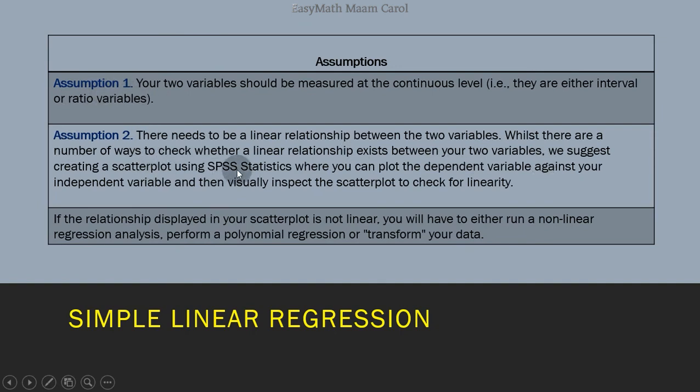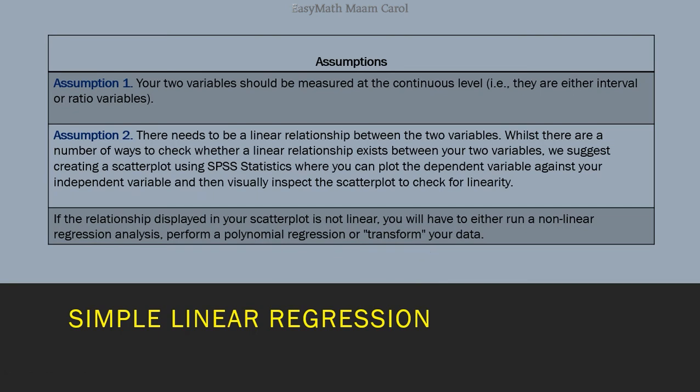If you are doing in SPSS, you can do a scatter plot. There are other statistical tools for which you can do a scatter plot. We can test linear relationships from statistical packages. If the relationship displayed on the scatter plot is not linear, here's what you do. You will have to either run a non-linear regression analysis, meaning you cannot do a simple linear regression anymore. You have to do this non-linear regression analysis or polynomial regression. Either that or you transform your data to make it linear. That's what you do. It's a bit complicated.